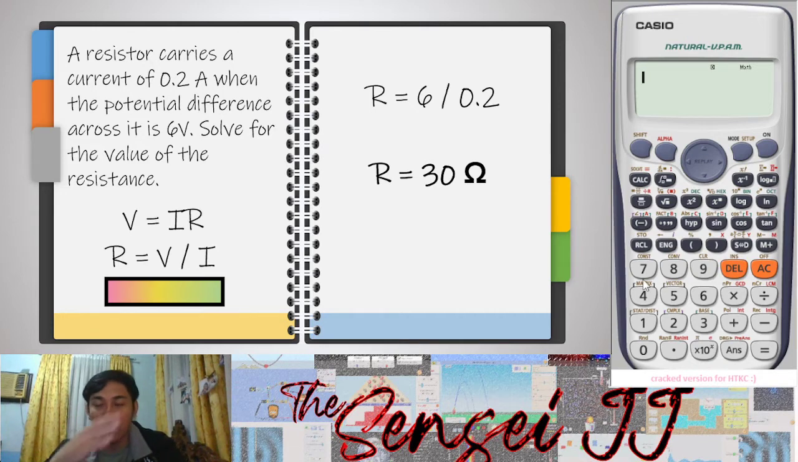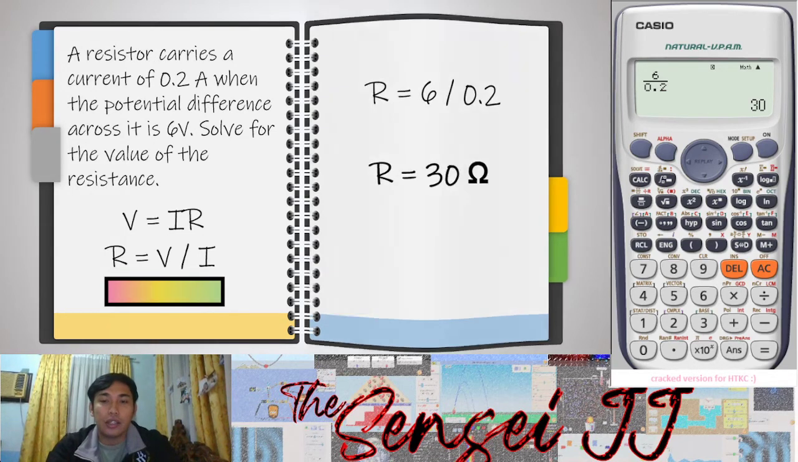Okay, so let's try to solve for this. We have 6 divided by 0.2, so we have 30 ohms. Let's solve it again: 6 over 0.2, still 30 ohms. Okay, so I hope, guys, that you got the answer of 30 ohms, and that this is a great help for you. This is a familiarization with our formula, and I hope this is a big help.